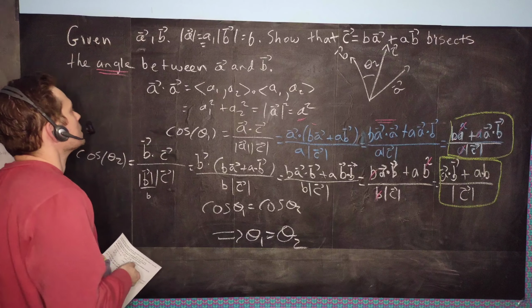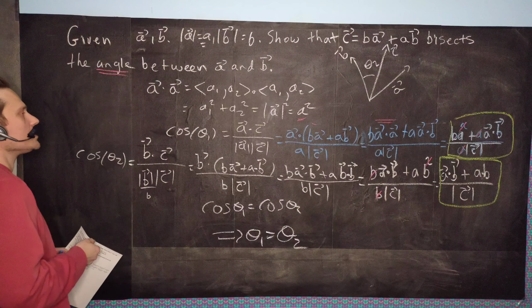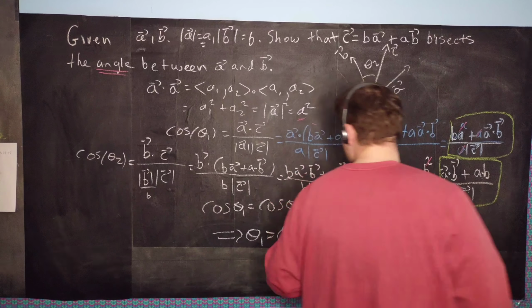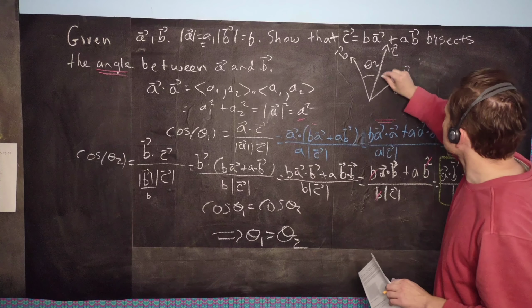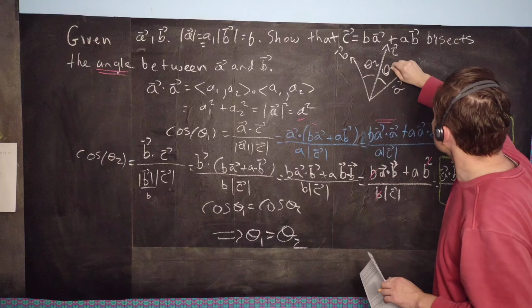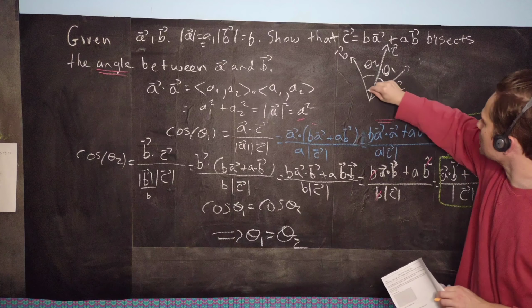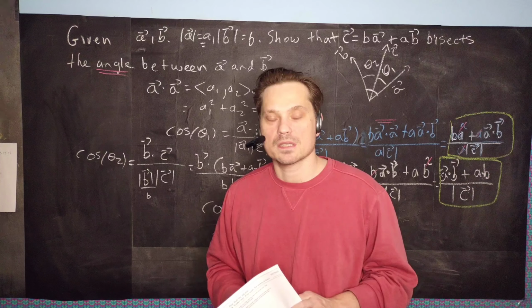In other words, we would say that the angle between A and B is bisected, since these angles are the same. So theta 2 equals theta 1, which means the angle is bisected between A and B right here, that angle. That is it for this one.